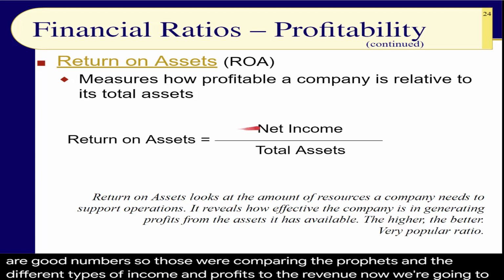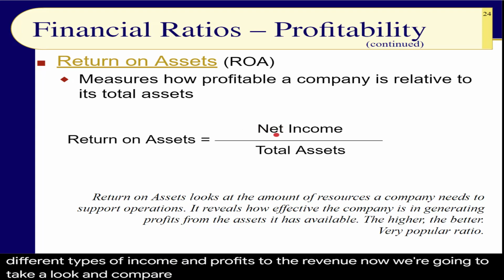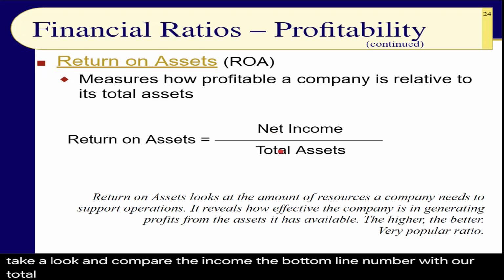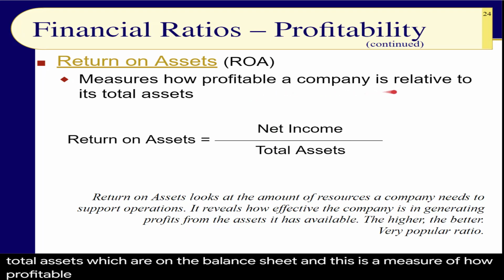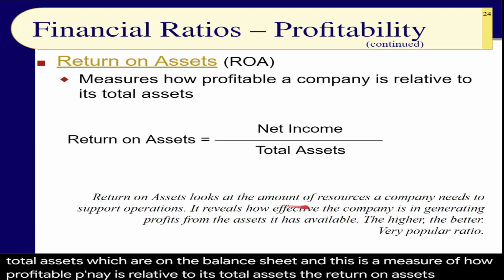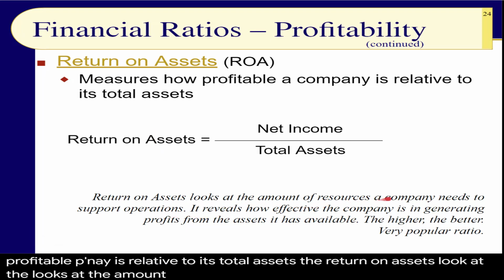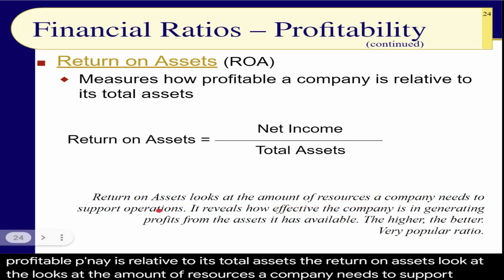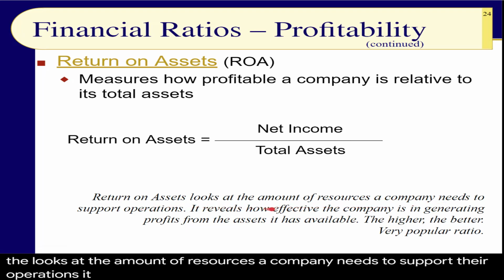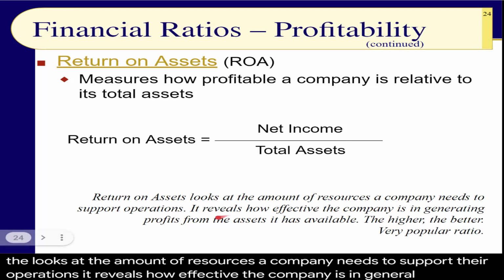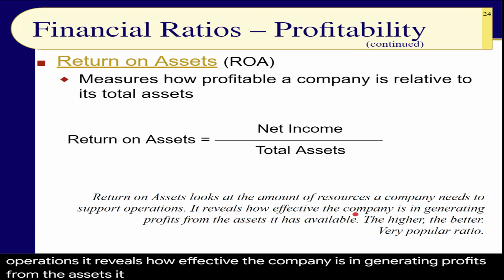Now we're going to take a look and compare the income, the bottom line number, with our total assets, which are on the balance sheet. And this is a measure of how profitable a company is relative to its total assets. The return on assets looks at the amount of resources a company needs to support their operations. It reveals how effective the company is in generating profits from the assets it has available. This is a very popular ratio.